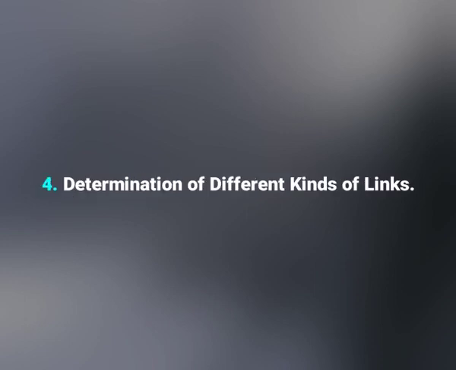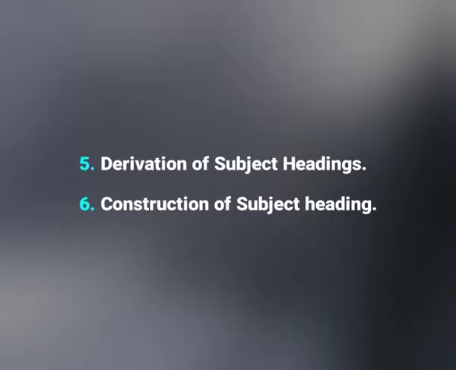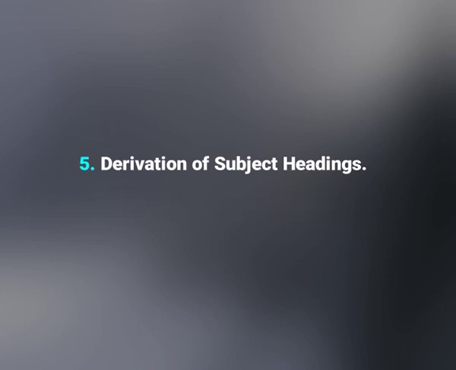Then afterwards you need to determine different kinds of links, whether it is a false link, whether it is a sought link or missing links or unsought links. Then you need to have a derivation of the subject heading, and then you need to start construction of a subject heading. So, these are mainly the steps that you have to follow if you have made your mind that you are going to make a subject heading in your library using the chain procedure methods. So, we need to understand each and every method in brief.